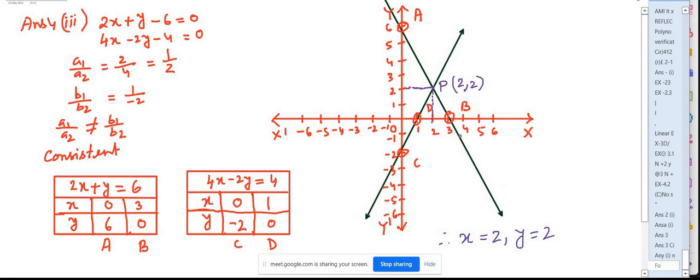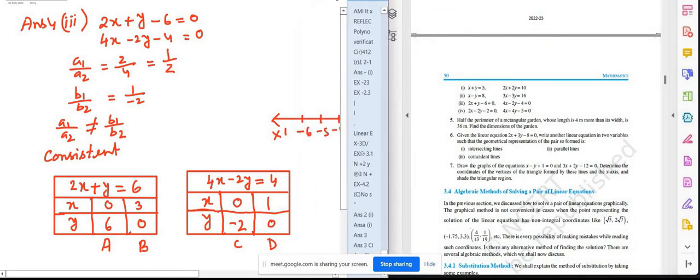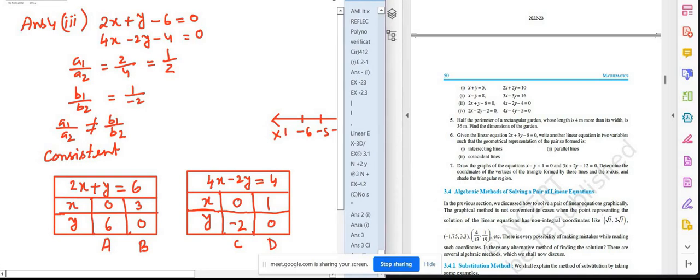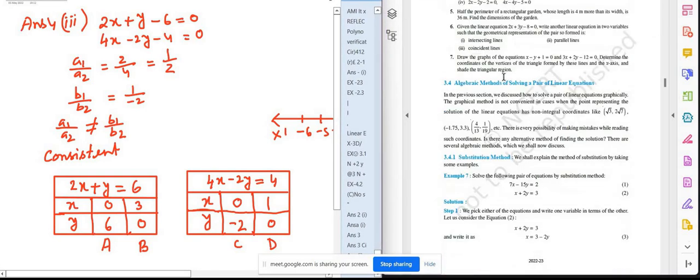Since it is unique, we are getting a unique solution. Right? Understood everyone? Sakshi, understood? Yes, sir. Okay, question number 5, you just have to make the equations like that and draw the graph.